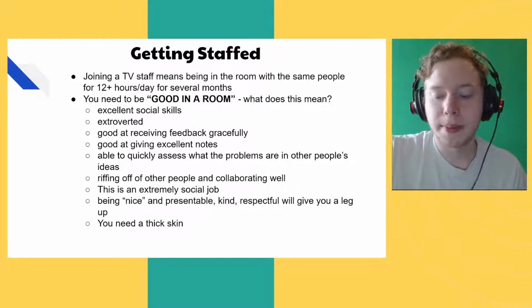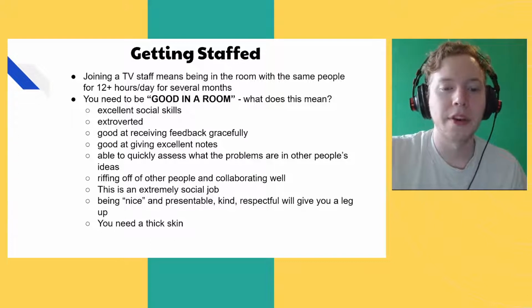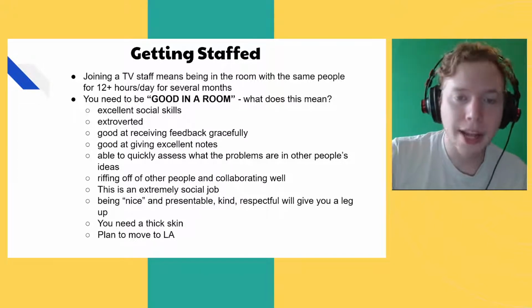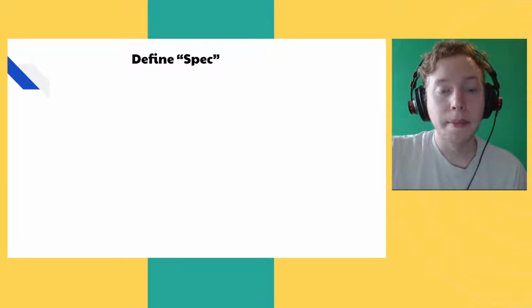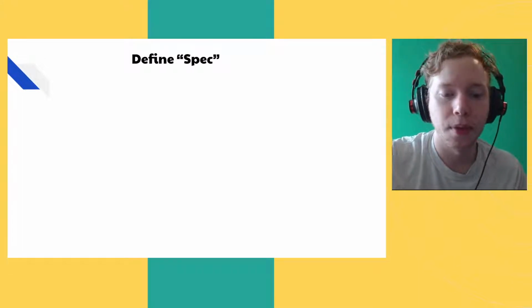So just be nice and be cool and be presentable and respectful and give yourself a big leg up by just being a good person. Also, if you want to write for TV, you should plan to move to Los Angeles. But you don't need to until you have become a fantastic writer, so maybe several years.